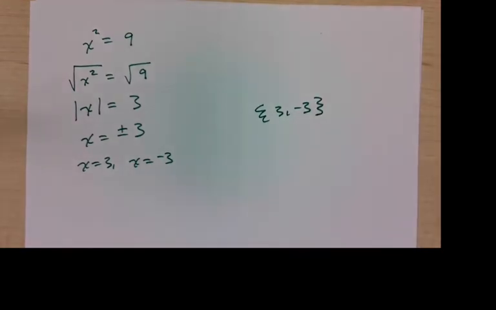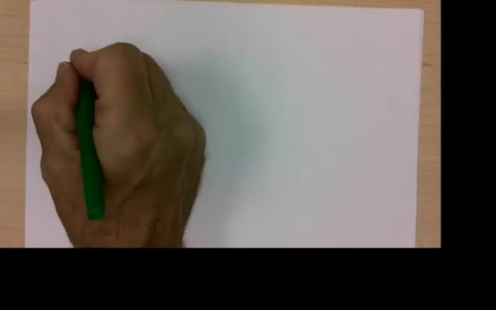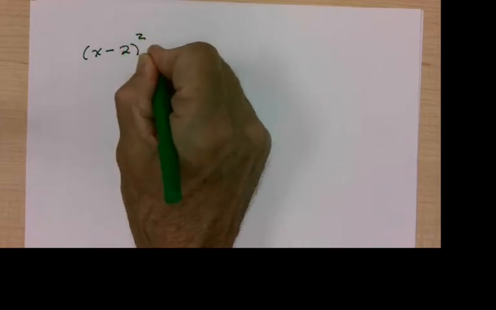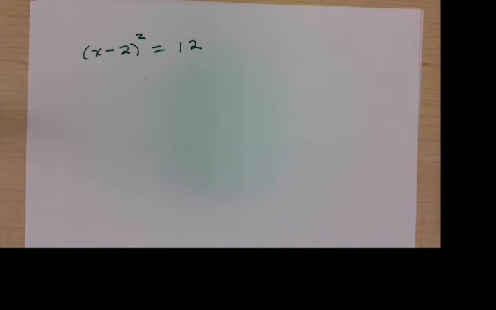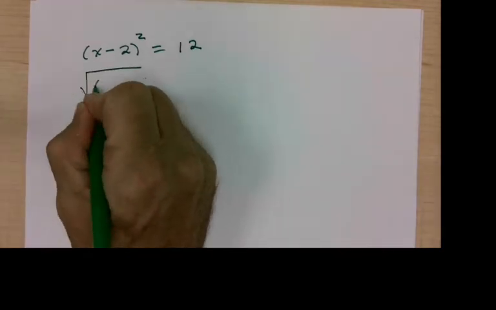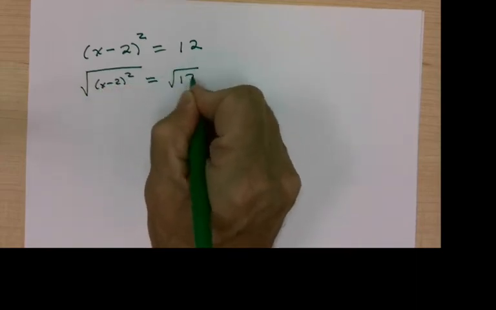Now we can make this a little bit harder, and we can look at something like this. If I have x minus 2 squared is 12, I could multiply it all out. I could subtract 12 from both sides. I could try to factor, which it probably won't factor, frankly, and then I'll have some difficulty. But what I'm going to do instead here is take the square root of both sides. So we'll take the square root of x minus 2 squared, which should equal the square root of 12.